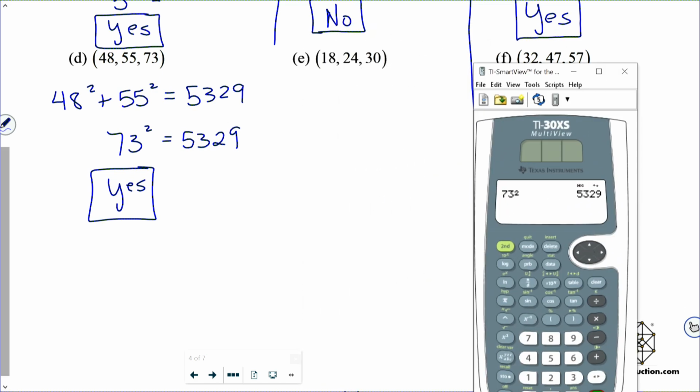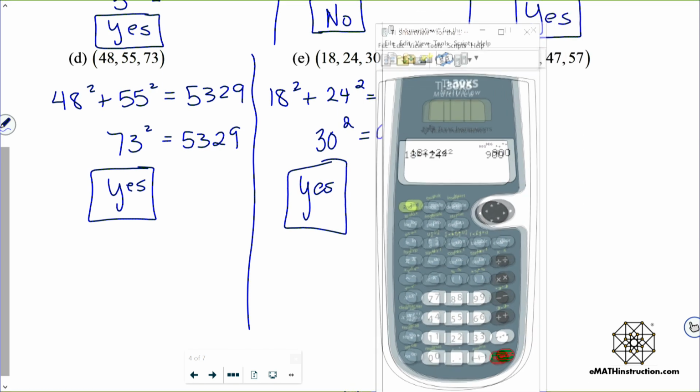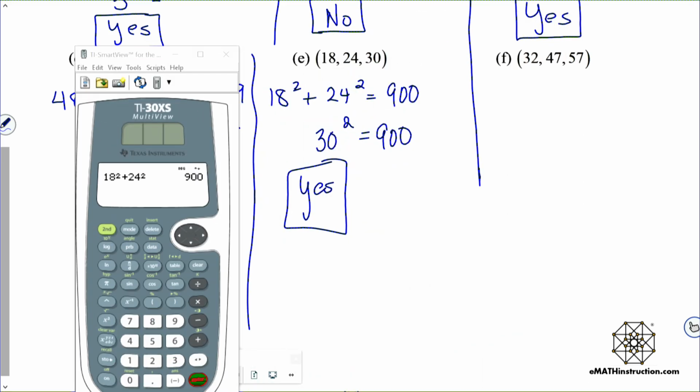Let's just keep going on these. Let's take a look at our 18, 24, and 30. So 18 squared plus 24 squared. See what we get. 18 squared plus 24 squared gives me 900. And 30 squared is also 900. So yes, that is also a Pythagorean triple. Could be the side lengths of a right triangle.